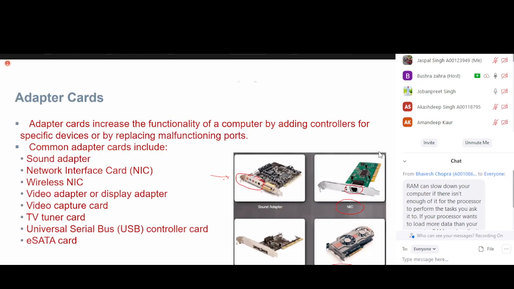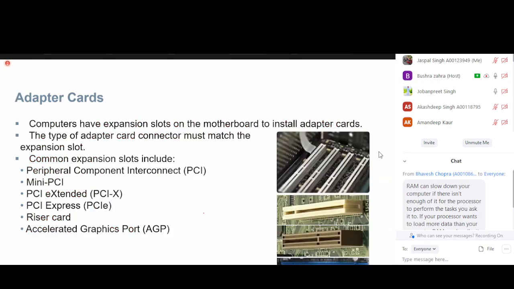On top of it, if you need enhanced features, you install sound cards, video adapter cards, and NIC cards. Some CPUs have a built-in NIC as well. NIC stands for network interface card. It can be a wireless NIC, video, USB, a universal serial bus controller card, or an eSATA card for hard drives or external drives. So this is the eSATA card.